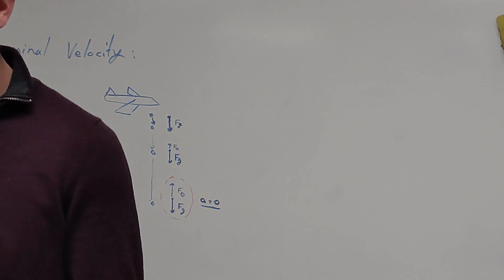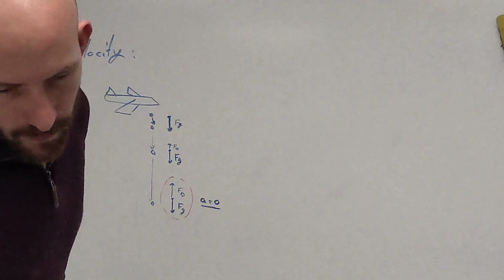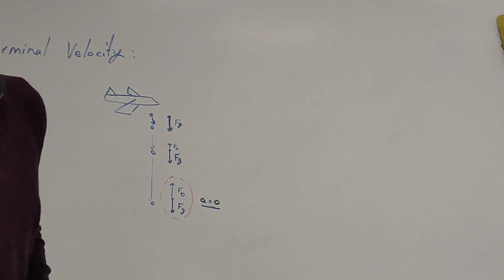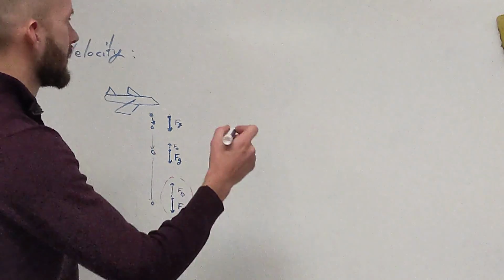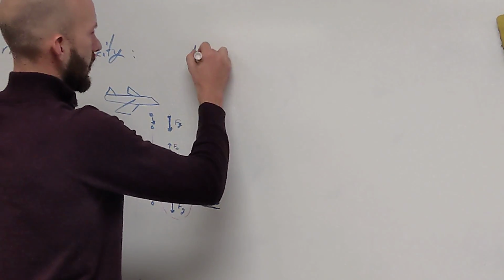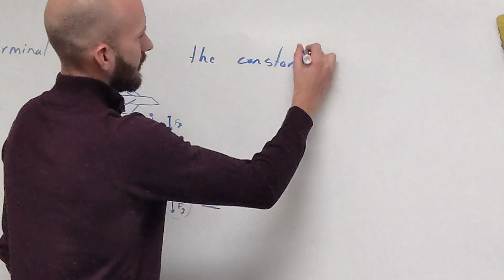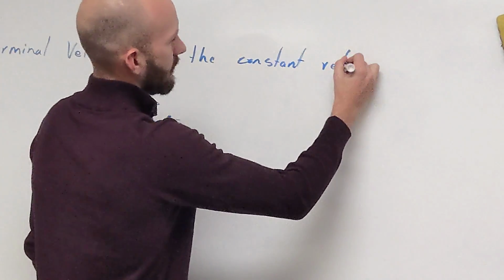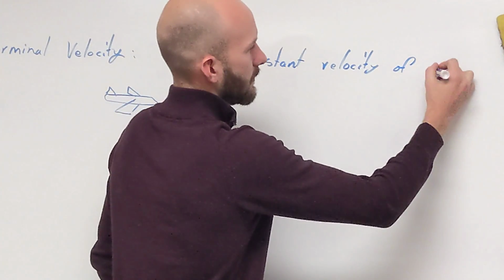Okay, so we should probably write out a definition for that. So for terminal velocity, it is the constant velocity of a falling object.